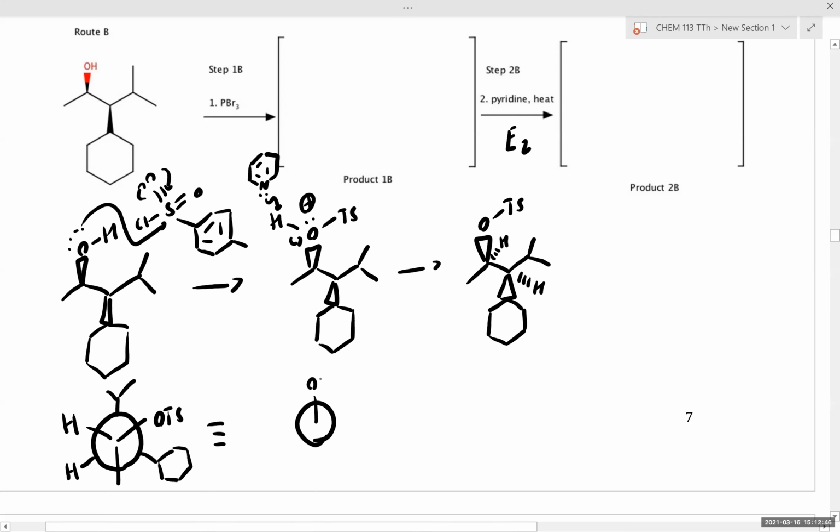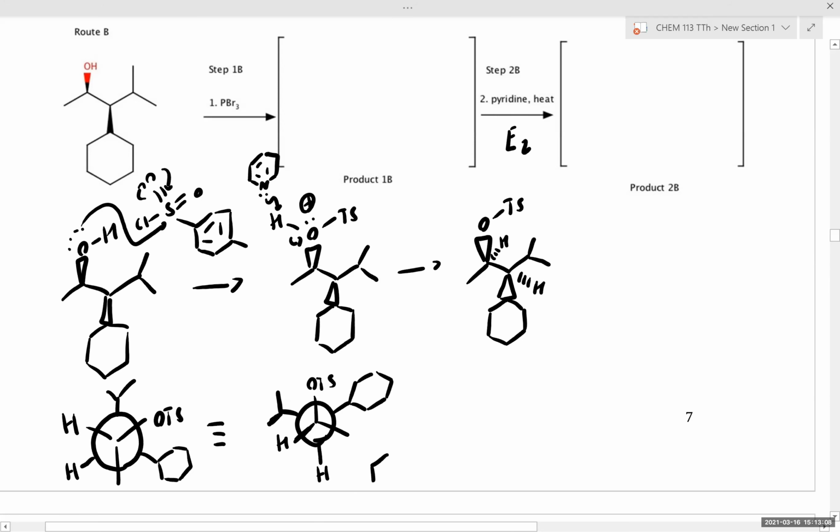So to redraw it, we have the tosylate, hydrogen, methyl. We have the hydrogen, the cyclohexyl. Sorry about that. When I tried to move one of the lines to the front, it ended up staying in the back. Okay, perfect. So here's our redrawn structure.